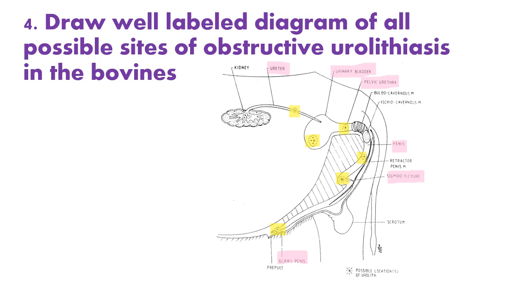Then draw a well-labelled diagram of all possible sites of obstructive urolithiasis in bovine. So this is a diagram, and you can see it may occur in the ureter, and the urinary bladder is also there. You can see the yellow highlights; these are the possible sites: the pelvic urethra, and also in the penis. The sigmoid flexure is the most common site in bovines. Then the glans penis also.